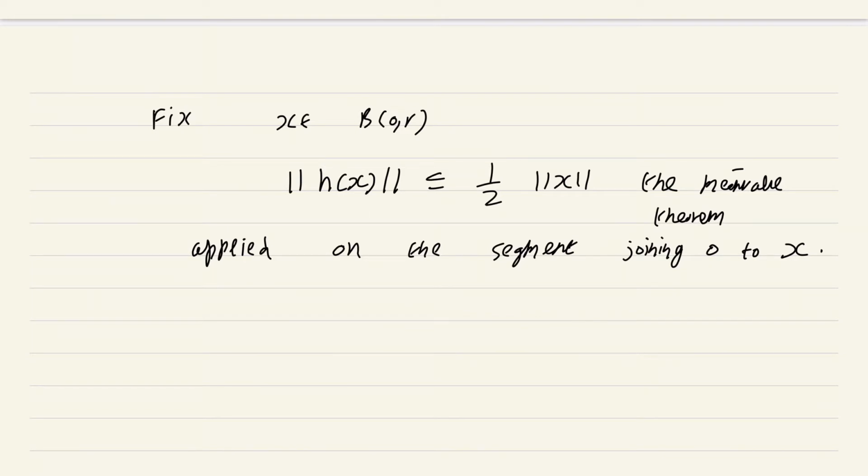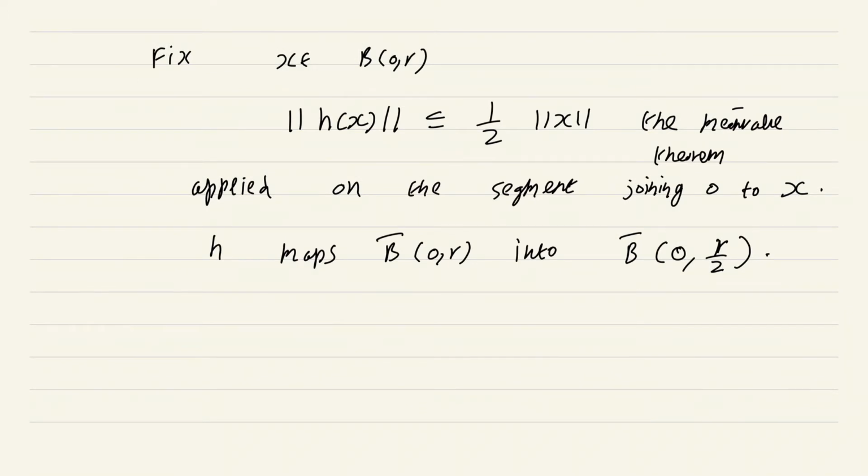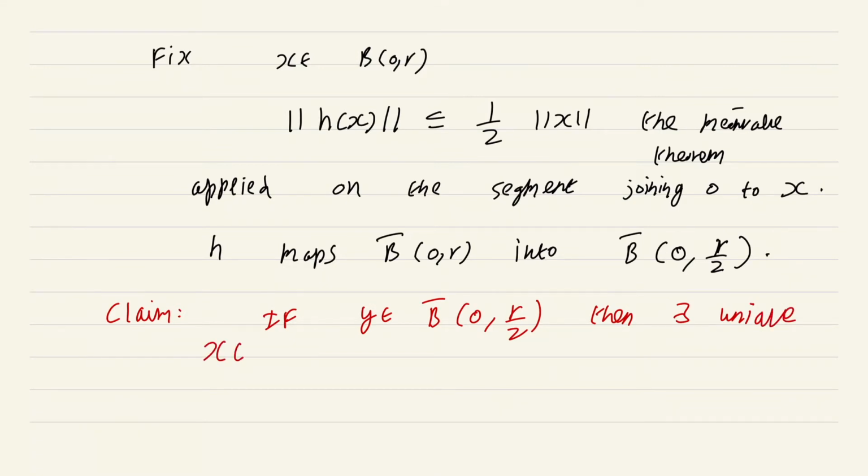This just means that h maps the closed ball of radius r into the closed ball of radius r by 2. Okay, we now make a claim: if y is an element of B closure r by 2, then there exists a unique x in B closure 0 r such that f of x is equal to y. Note, not h of x equal to y, but f of x equal to y.